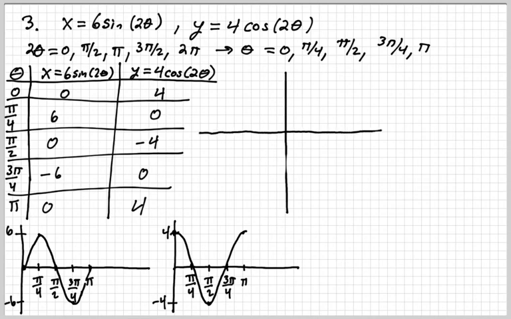Okay, so to do the graph, I'm going to go ahead and start labeling some stuff. My y max is 4 and the y min is negative 4. And then the x max is 6 and the x min is minus 6.